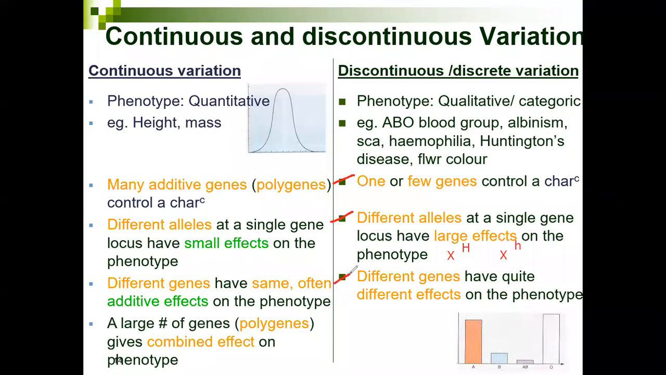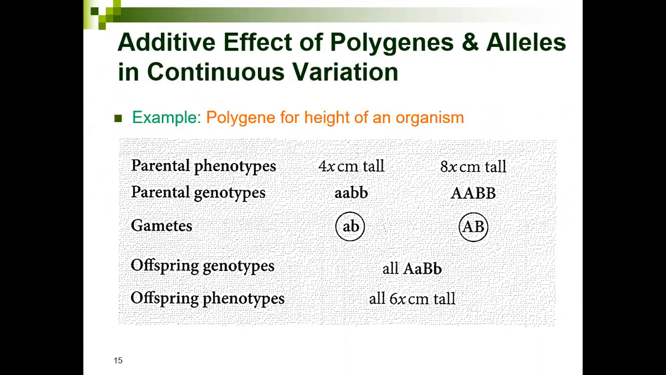Different genes have very different effects also. If there are a few genes that control it, different genes will give very different effects. So these are the differences of the genetic materials, or the genetic properties, coding for the phenotype between continuous variation and discontinuous variation.